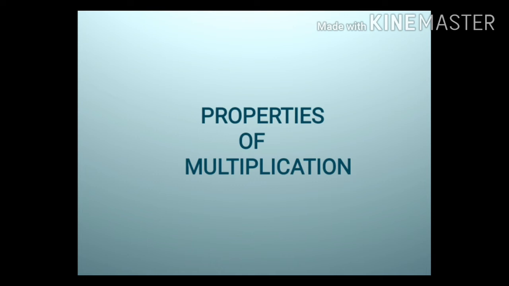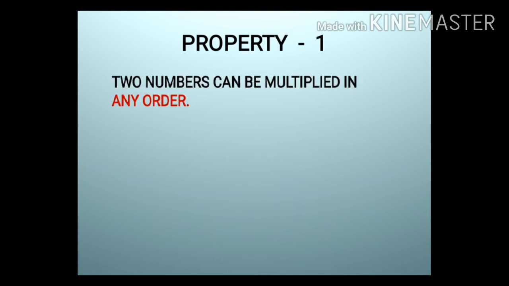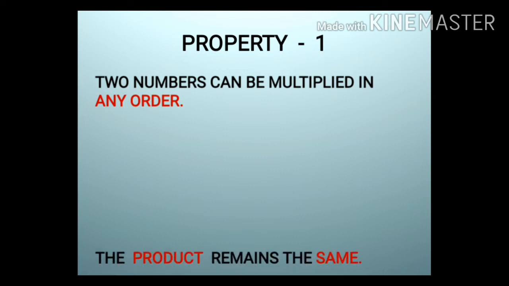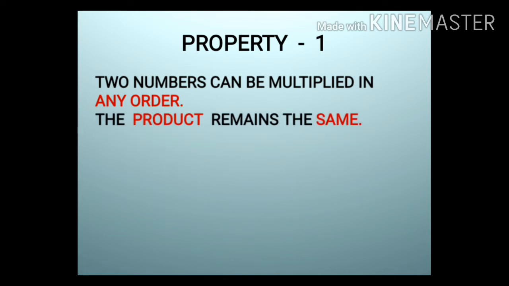Now let us learn some of the properties of multiplication. Property 1: two numbers can be multiplied in any order. That means when you multiply two numbers, it can be multiplied in any order and the product remains the same. The product will always be the same. Let us see some examples. 6 into 4 is equal to 24. Now, if we change the order as 4 into 6, then also the product is 24. So, the product is the same even if we change the order.